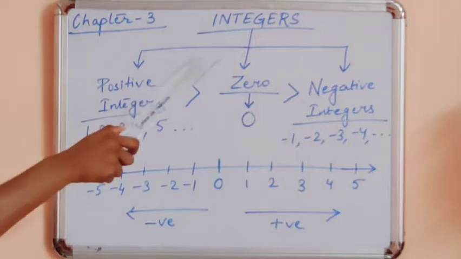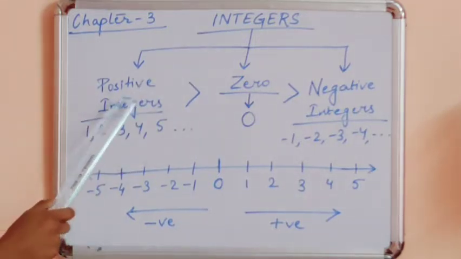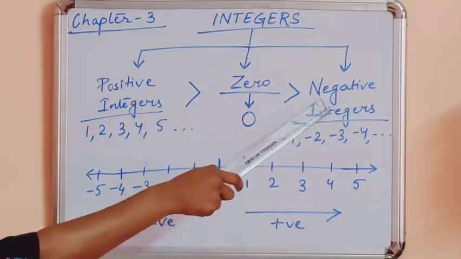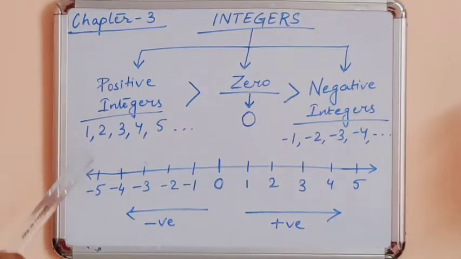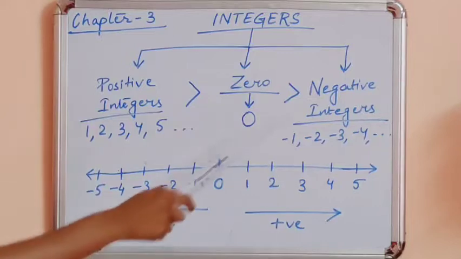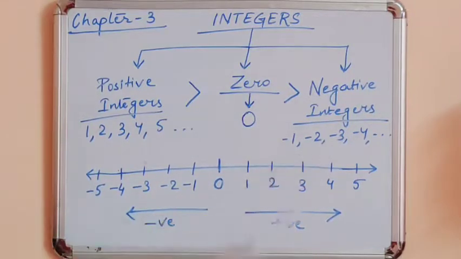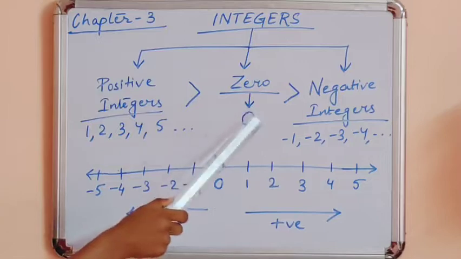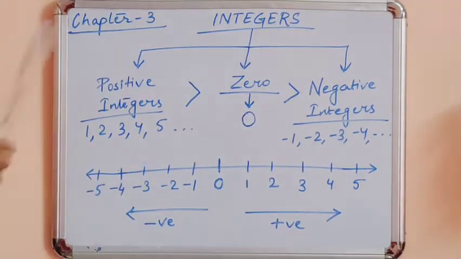Now what are integers? Integers are positive numbers, negative numbers and 0. So positive integers are just like natural numbers. So it starts from 1 and it continues till infinity. Negative numbers are also like natural numbers, but they have a negative sign. So negative numbers are -1, -2, -3 and it goes on. So positive integers, 0 and negative integers together make integers.